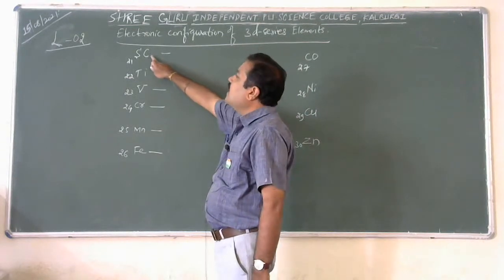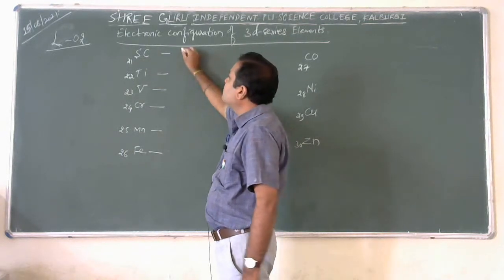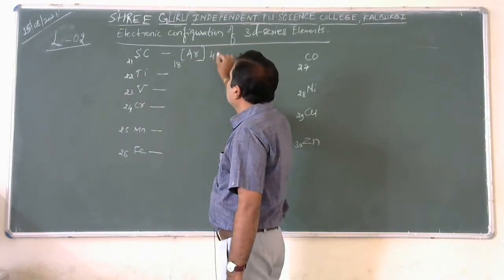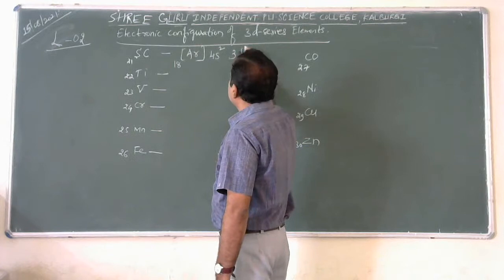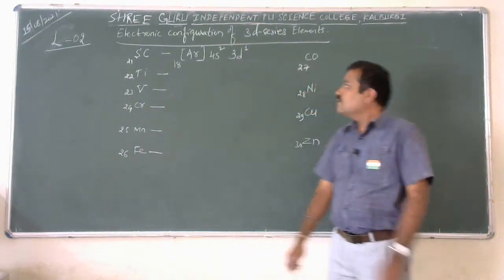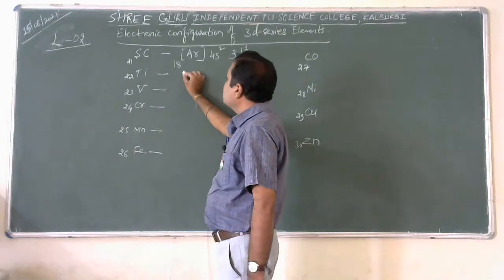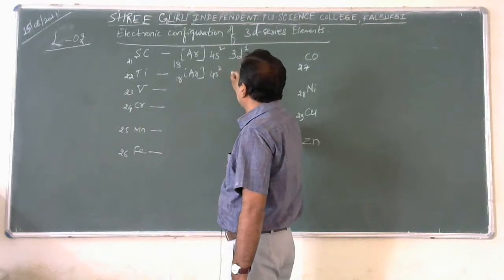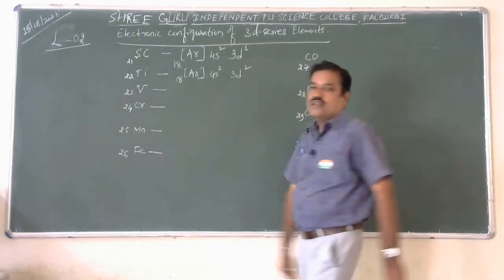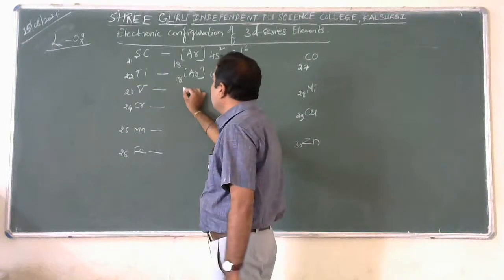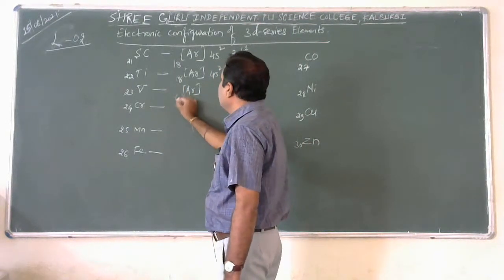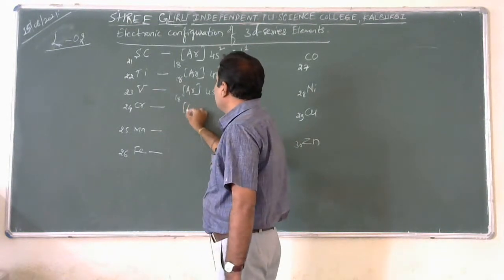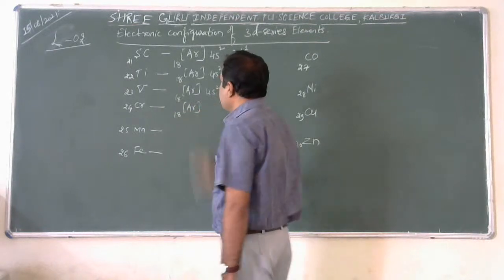So after calcium, atomic number 21, scandium. What is the noble gas? Argon. Argon 18. What do you write? 4s2, 3d1. Right? Okay. Next, like this. Next, this one. Argon 18, 4s2, 3d2. For what? Titanium. Like this for vanadium. Argon 18, 4s2, 3d3. And chromium, argon 18.